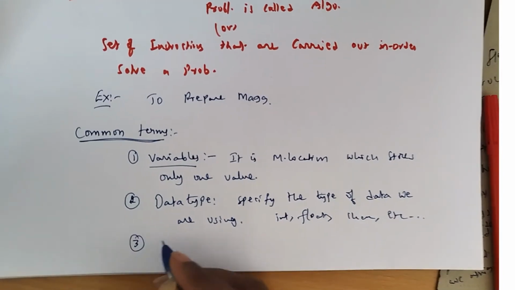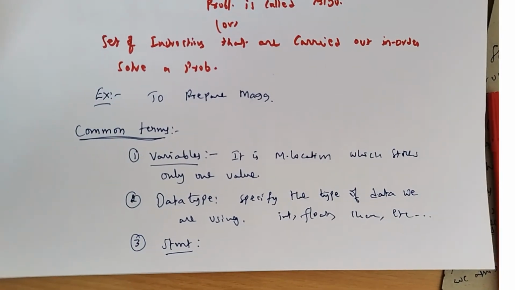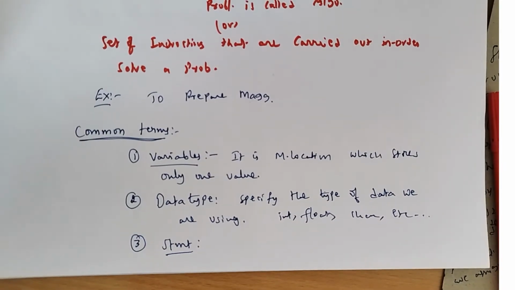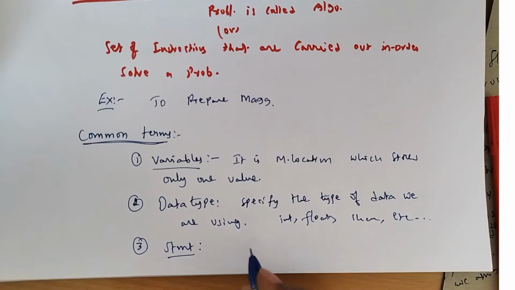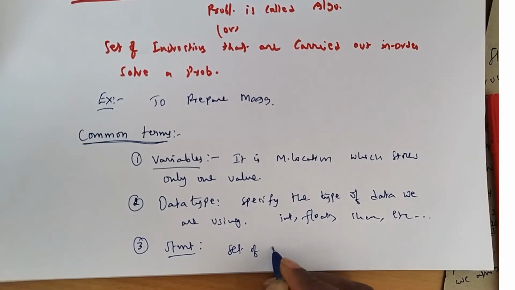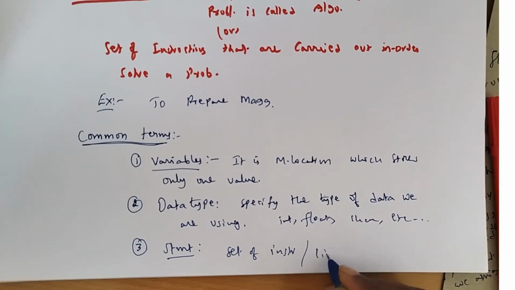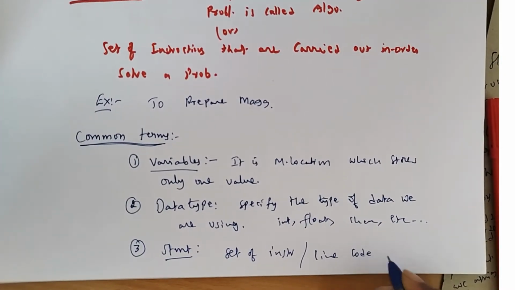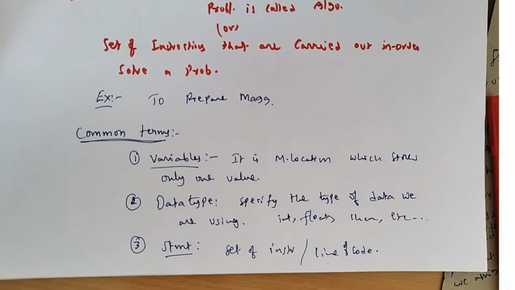The next one is statement. What is the meaning of statement? A statement is nothing but a line of code. A set of instructions or a line of code is called a statement.